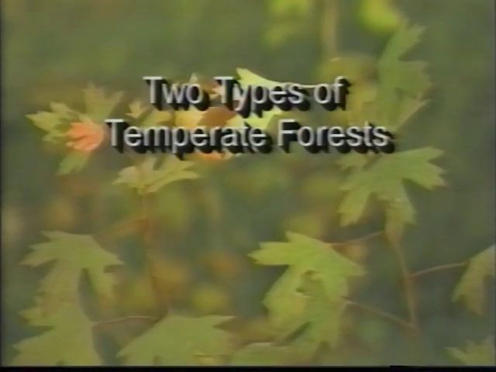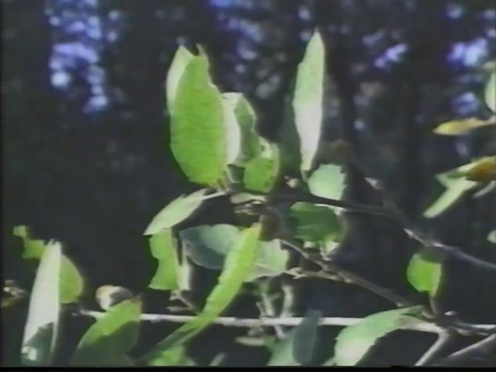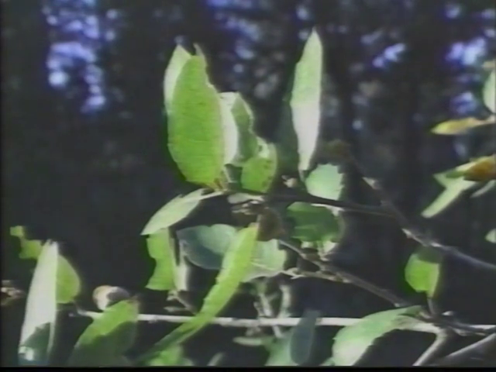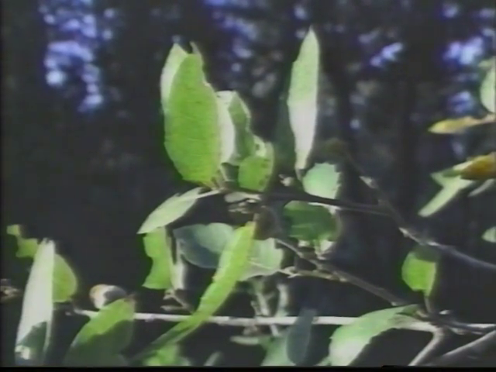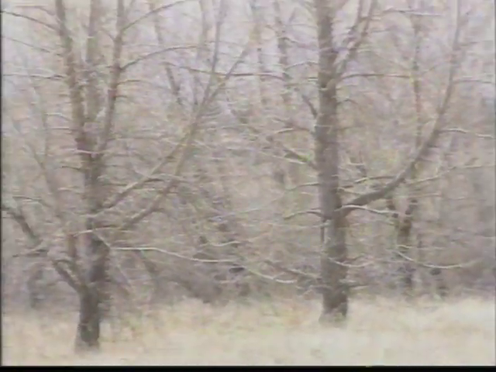Moving further south, the climate becomes warmer, and there is more light available for photosynthesis. As a result, both plant and animal life become more plentiful. These areas are covered with temperate forests. There are 2 types of temperate forests, deciduous forests and rainforests. In a deciduous forest, the trees have broad leaves that can capture more sunlight than the narrow leaves of evergreens. However, during the winter when the temperature drops below freezing, the deciduous trees drop their leaves and go into a state of inactivity called dormancy.